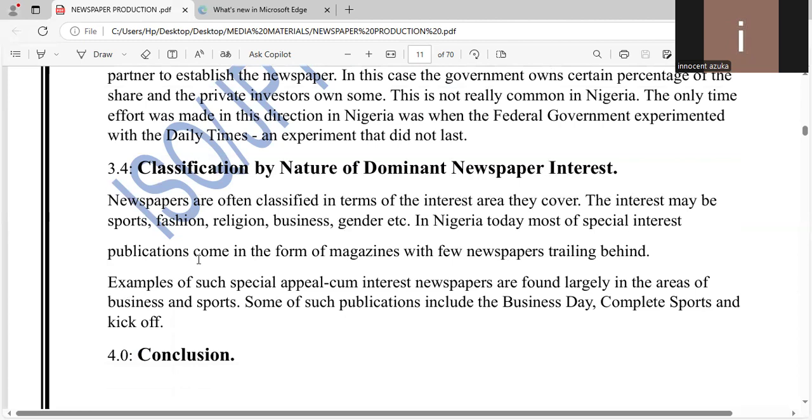Examples of special interest newspapers are found largely in the area of business and sports. Some of such publications include the Business Day, Complete Sports, and Kickoff.